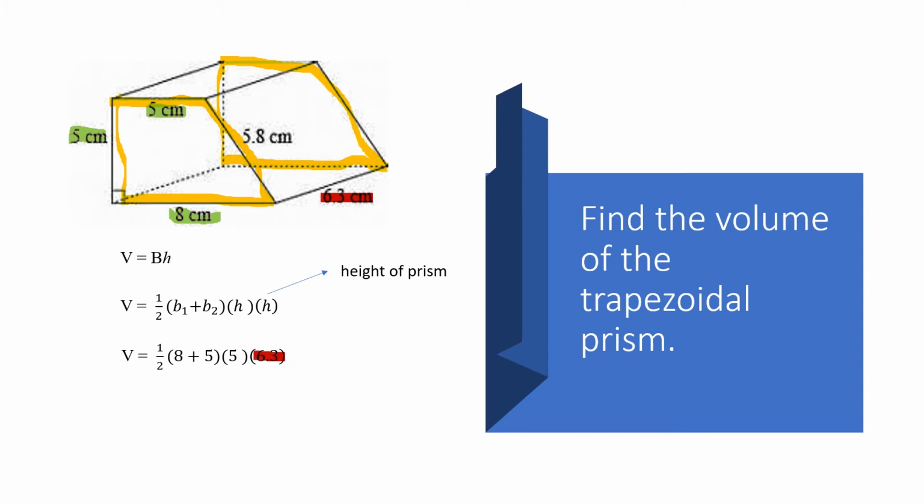So if you look at the color coding here, everything in that greenish color applies to capital B, and everything in red applies to the prism.